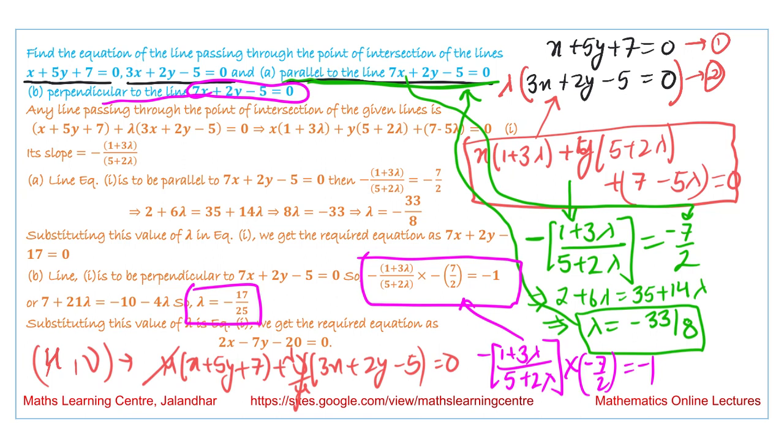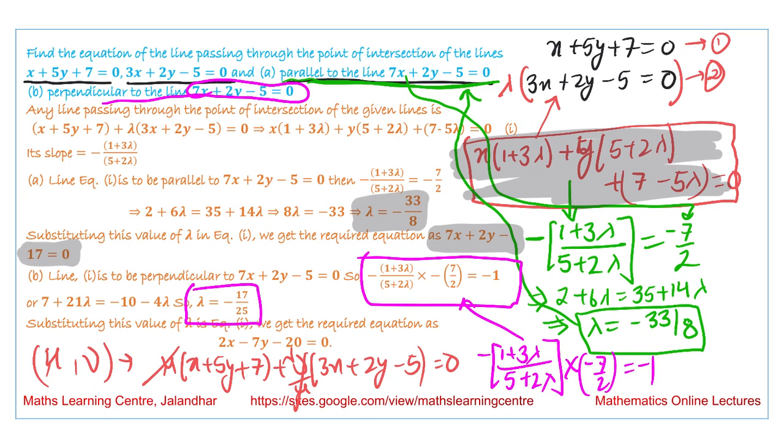So the answer in both these cases: in the first case, when we substitute the value of lambda equal to minus 33 by 8 in this given equation, we obtain the equation 7x plus 2y minus 17 is equal to 0.